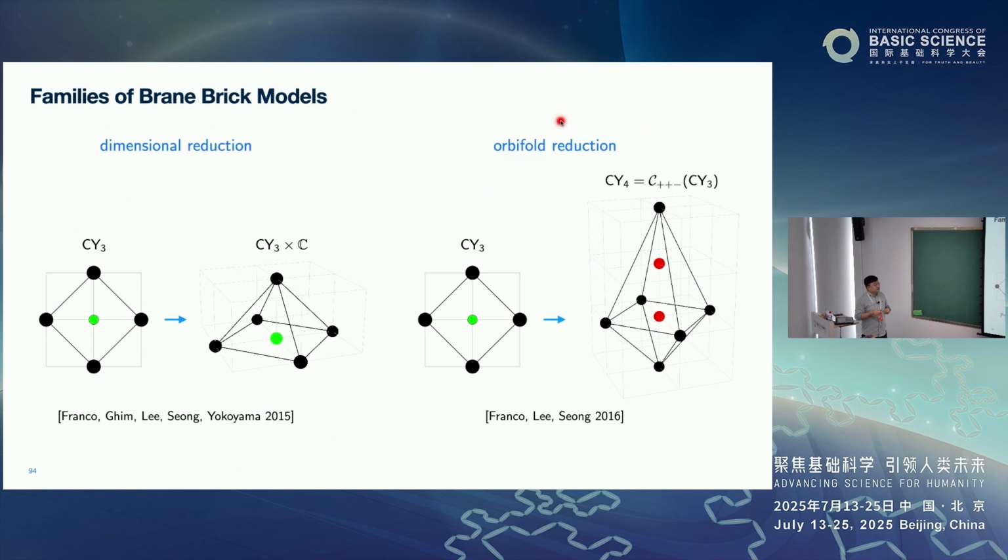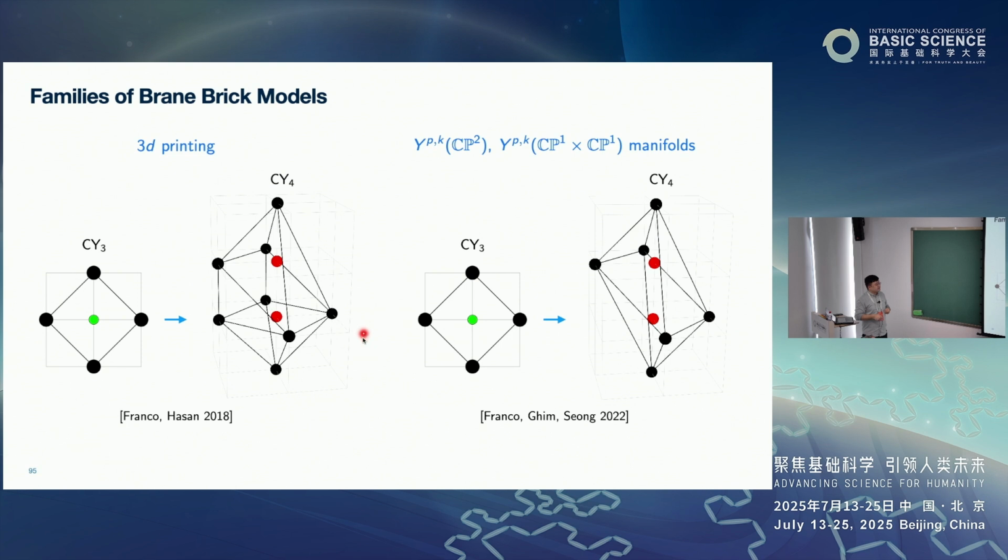We call that orbifold reduction. You can also do other things. So also what Sebastian and Hassan have been doing is 3D printing, where you can glue layers of Calabi-Yau threefolds together, and their associated 4D N=1 theories, to cook up various other 2D (0,2) theories corresponding to more complex Calabi-Yau fourfolds. In fact, we also have identified infinite families of 2D (0,2) theories corresponding to Y^{p,q} manifolds.